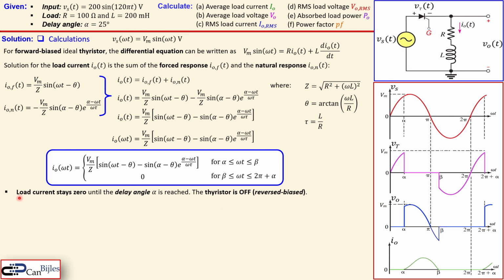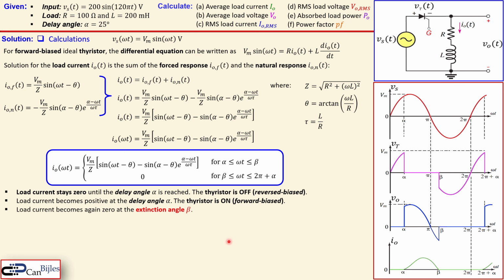Now in summary we can say the following. Load current will stay 0 until this delay angle has been reached. If that is reached, then we start to increase and become positive. That way the thyristor is off, always reverse biased until that alpha. So until we fire this angle or give it a signal at the gate node, then the thyristor will be conducting and then you get the current flow. The load current becomes positive at that delay angle, alpha, and the thyristor will be forward biased, which is here called on.